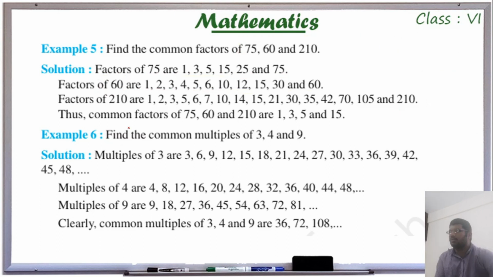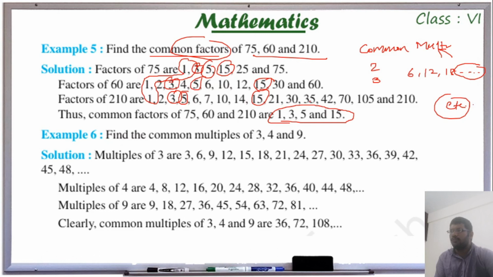So the common factors are here. Sorry, not 75. The common factors of 75, 60 and 210 are: 1 is a common factor. Then the next common factor is 3. Then 5, yes, 5 is a common factor. Then 15 is a common factor. So the common factors of 75, 60 and 210 are 1, 3, 5, 15.